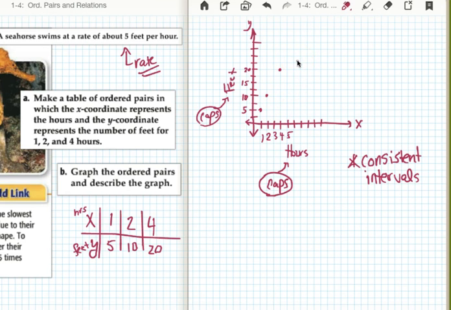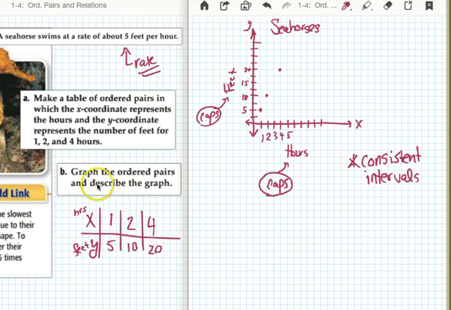What's missing from my graph? A title. Maybe I'll title this Seahorses. We don't have to have the same exact title, but you do need capitalization, and you need to make sure that your title gives you some information about your graph. You always want to make sure everything is well labeled, because if it's not, people looking at your graph won't have any idea what it's about.